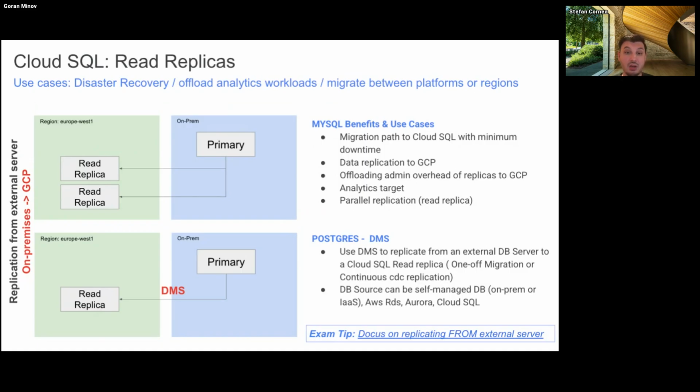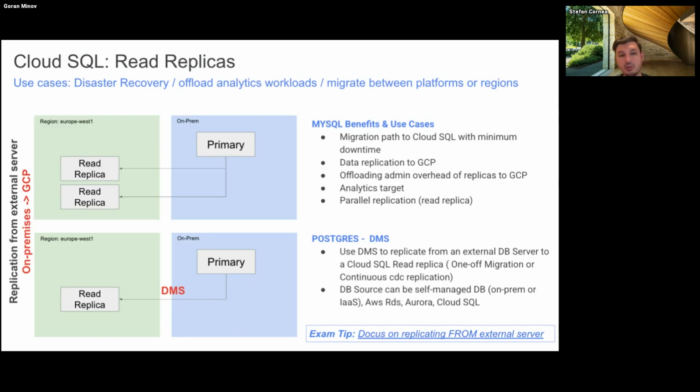Second, for migration. This is a powerful path for migrating databases from on-premises to GCP with minimum downtime. The workflow for migration is straightforward. You create the Cloud SQL read replica and let it sync with the on-prem master. Once the two databases are fully in sync, you can promote the Cloud SQL replica to become the new primary instance and simply redirect your application traffic to it. Again, an important aspect for the exam. For MySQL, this setup provides a clear migration path and allows for parallel replication on the read replica side.